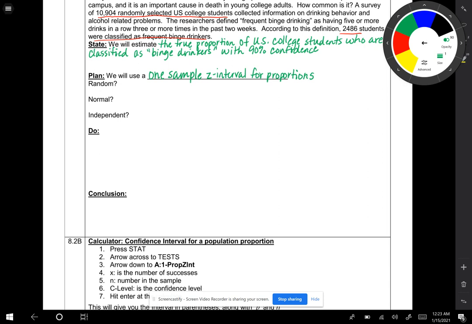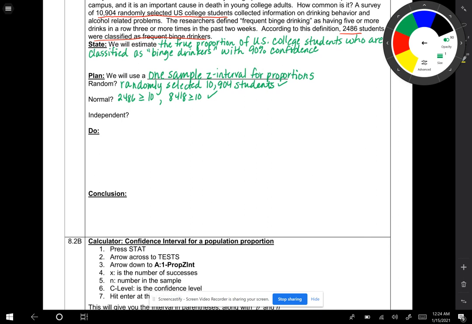Okay, random. It says in the problem that there were randomly selected 10,904 U.S. college students. Okay, doesn't meet the normal condition. So 2,486 students were classified as frequent binge drinkers, so the number of successes is greater than or equal to 10, and then just subtract 10,904 minus 2,486, and that gives you 8,418, because you have to list both.